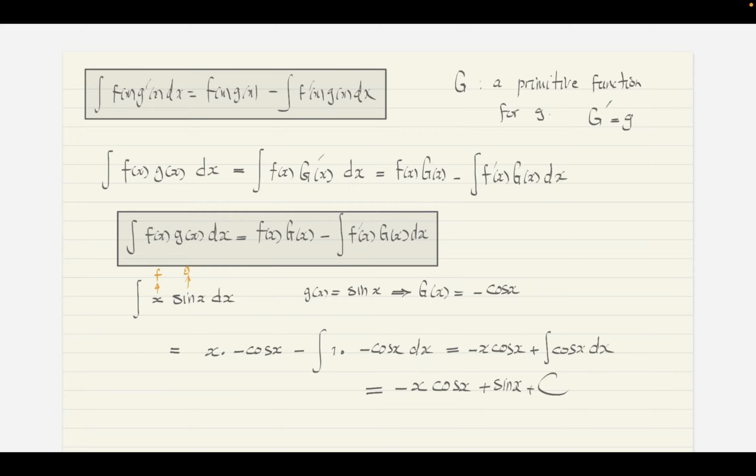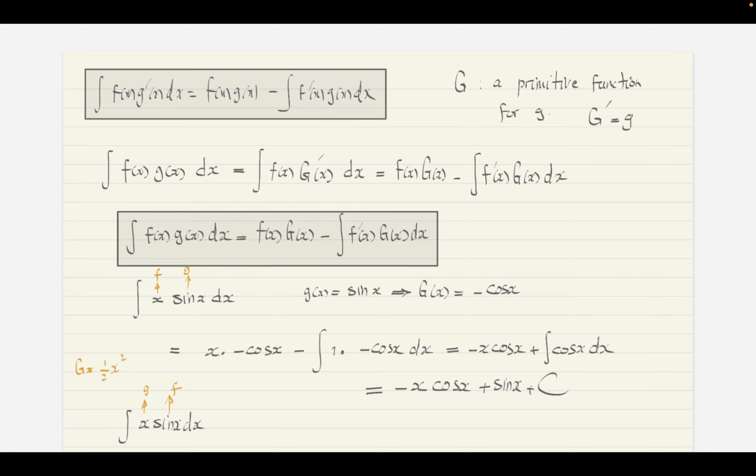Okay, this was done. But I just want to tell you, let us see what happens if I interchange the role of f and g, because when you see this one, x times sine x, you don't know which one is f, which one is g. So let's do it the other way around. Let me this time take this one to be g and this one to be f and put them in the formula. But this time my capital G will change. Yes, so capital G will be a primitive function of little g. A primitive function for x is 1/2 x squared.